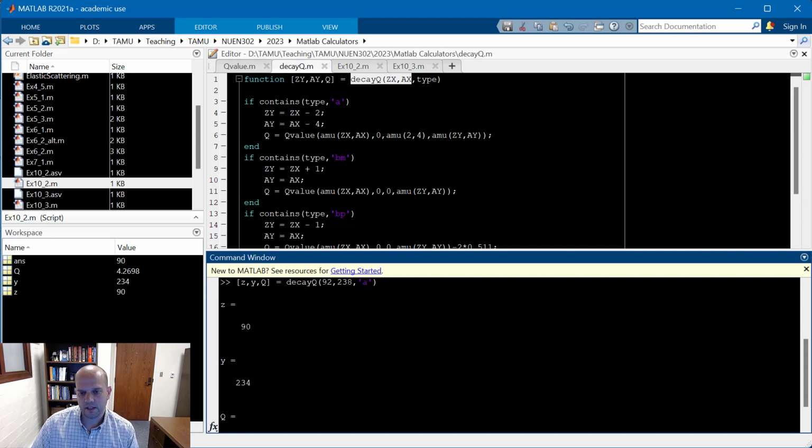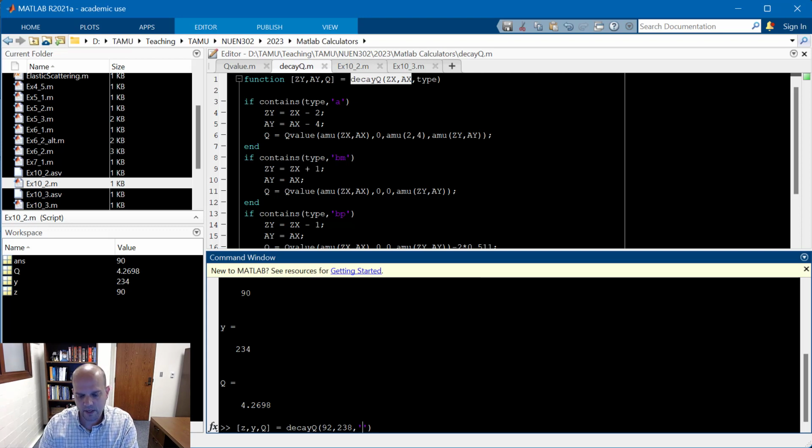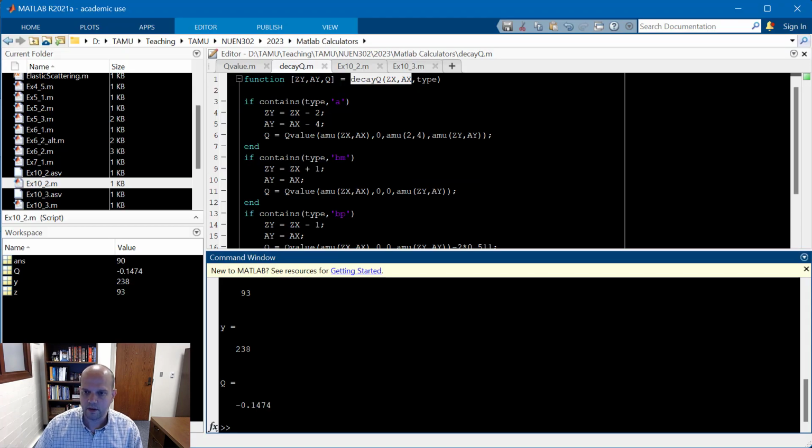So the daughter product is going to have protons of 90, it's going to have a number of nucleons of 230, and the Q value is exactly what we calculated by hand and saw from those online resources. But I could also just assume that I have a beta minus, and that's negative 0.1474. If we go back to here, we find that the beta minus Q value is negative 0.147 MeV. And so the calculator seems to be giving me numbers that are correct.